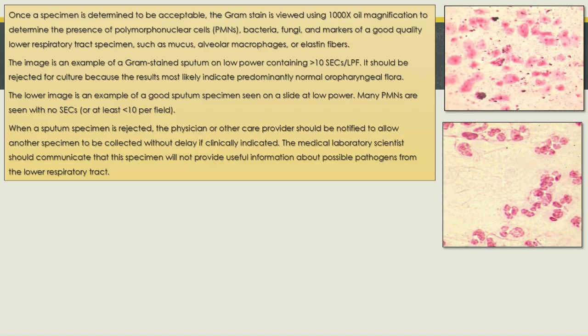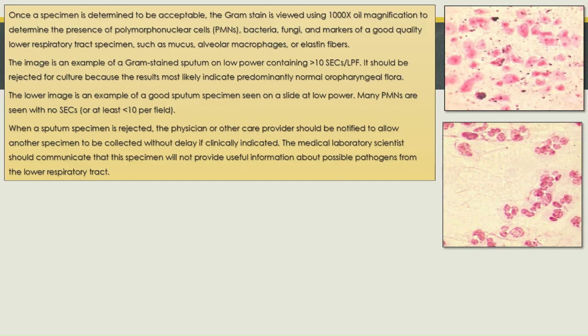The image is an example of a gram-stained sputum on low power containing greater than 10 squamous epithelial cells/LPF. It should be rejected for culture because the results most likely indicate predominantly normal oropharyngeal flora. The lower image is an example of a good sputum specimen seen on a slide at low power. Many PMNs are seen with no squamous epithelial cells, or at least less than 10 per field.